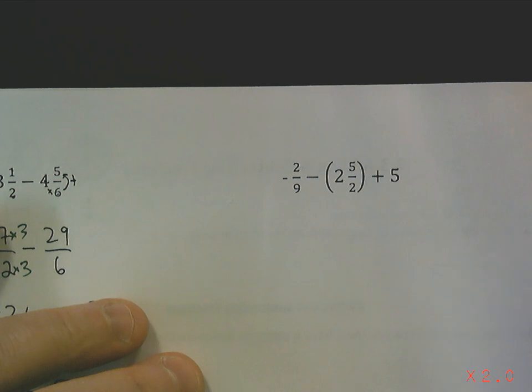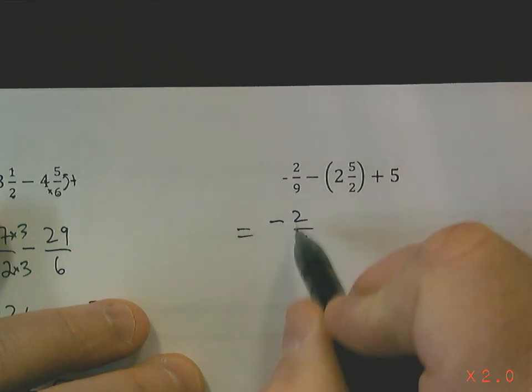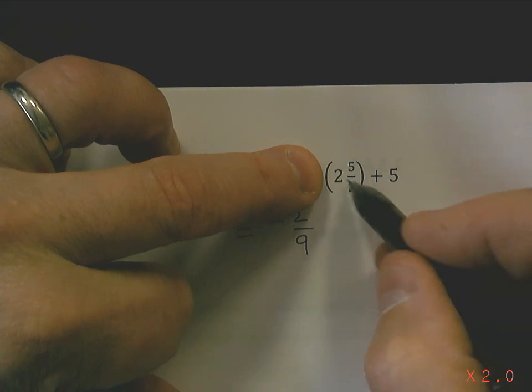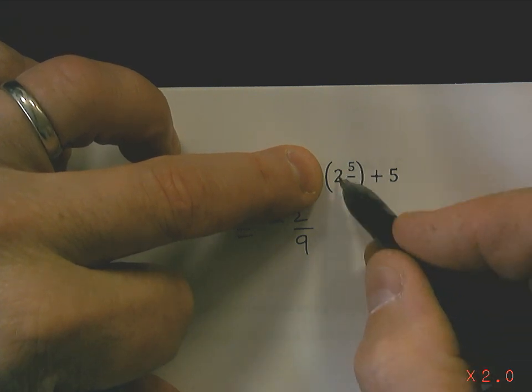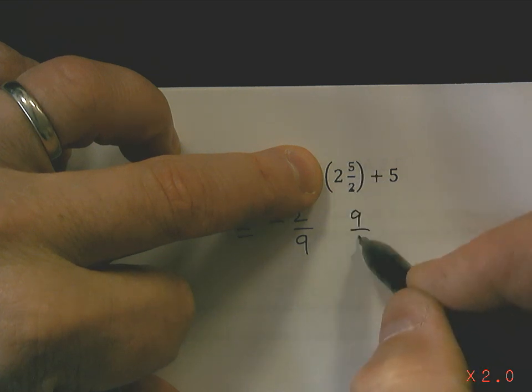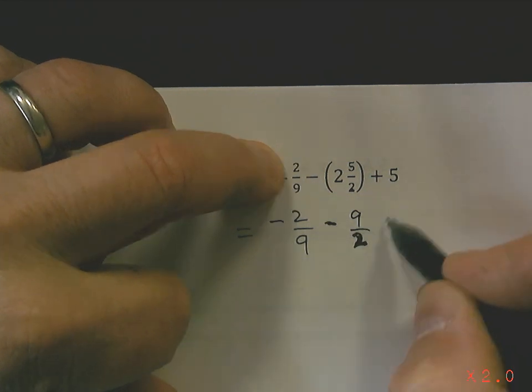Next one. You're already a nice little fraction. I'm going to leave you be, little buddy. You're not a nice fraction. That's a weird mix. Look at that. It's kind of got mixed and improper. So you're just going to change to improper. 2 times 2, 4 plus 5, 9. 9 over 2.